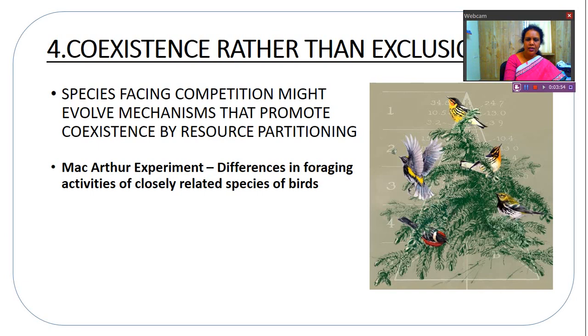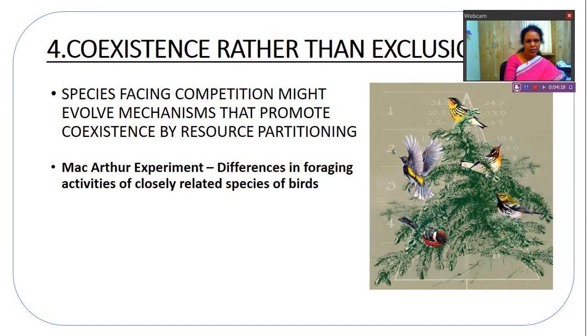And here you can see warblers or birds foraging at different places of the tree. So different foraging activities of different species of birds made them coexist successfully. So competition also helps in coexistence by resource partitioning.